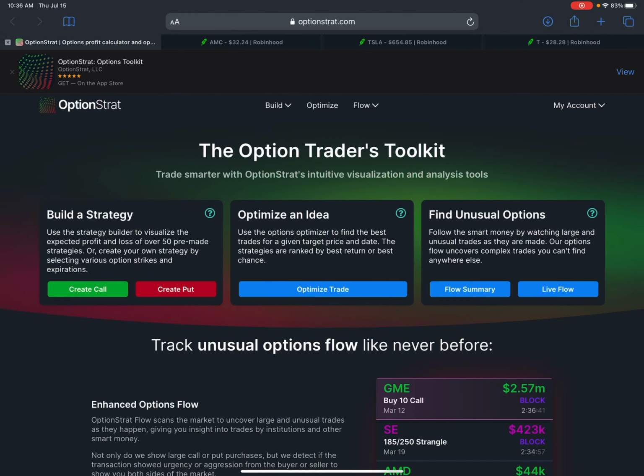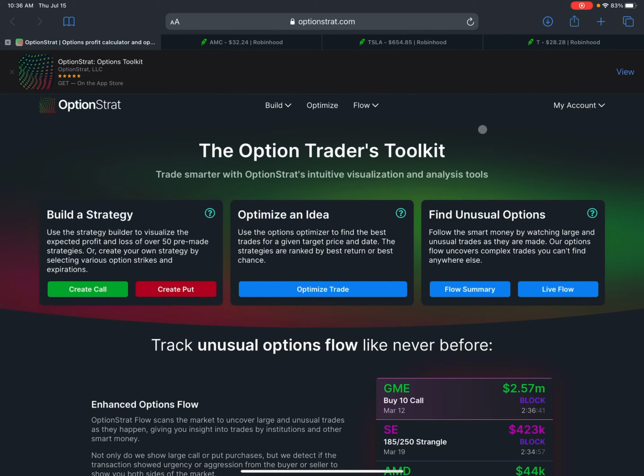Okay, so OptionStrat.com. Their subscription is, by the way, really affordable. I think it's like $14.99 per month. So it's definitely not gonna break the bank. But let's take a look at what you can do.